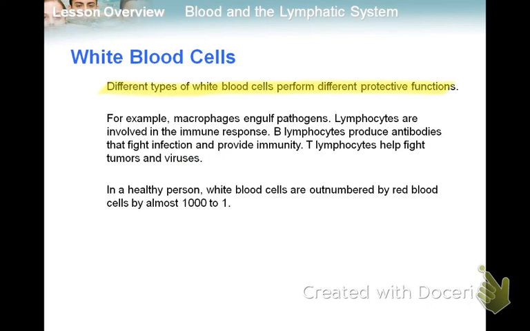Different types of white blood cells do different things. Macrophages swallow up pathogens like bacteria and viruses. Lymphocytes help out with the immune response. B lymphocytes produce antibodies that fight infection and provide immunity from further infections. T lymphocytes help fight tumors and viruses. In someone who's healthy, white blood cells are outnumbered by red blood cells by almost 1,000 to 1. So again, the most numerous blood cell in our system is red blood cells. And there's 1,000 more red blood cells for every white blood cell in our system.